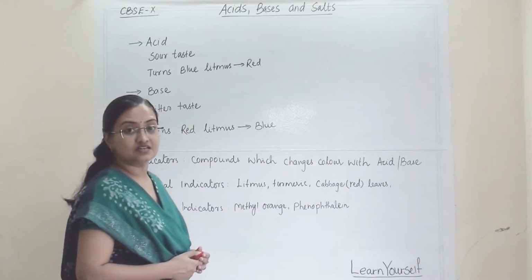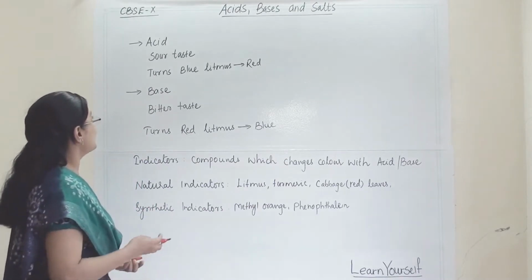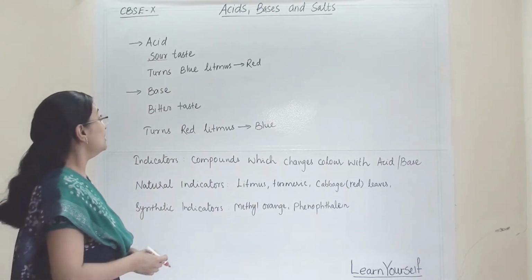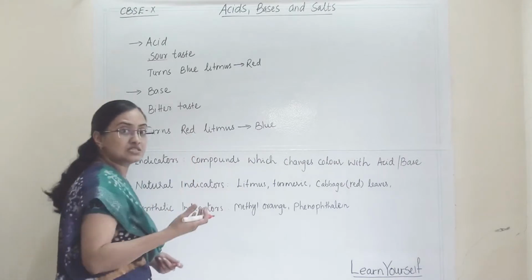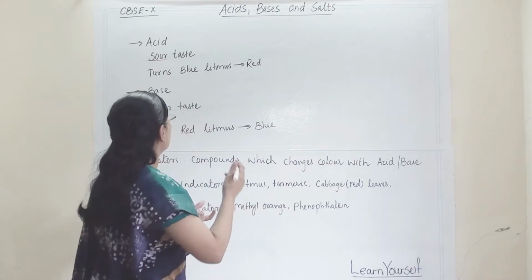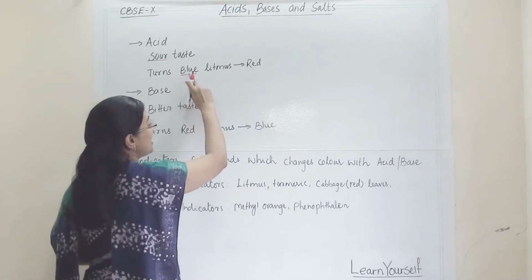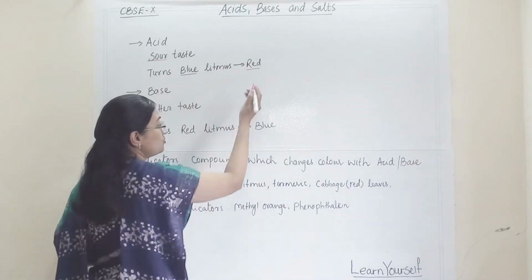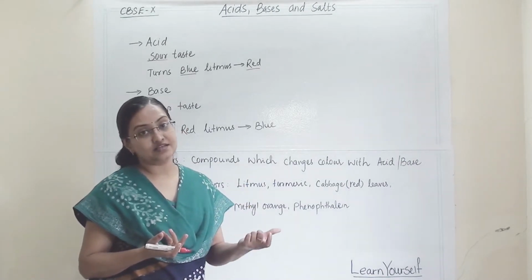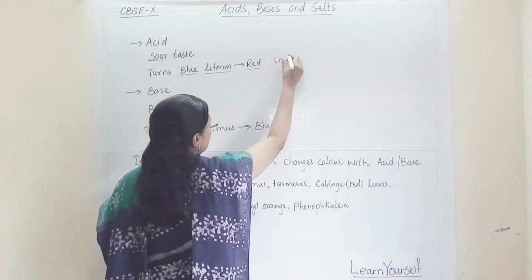Now let us understand the general information about acid, base and salt. So acids will be sour in taste, and they turn blue litmus red. So litmus is a solution, litmus paper is also available in the laboratory. When blue litmus paper will come in contact with acid, that blue litmus paper will turn red. So we can identify that this is an acidic solution. So this litmus is an indicator.